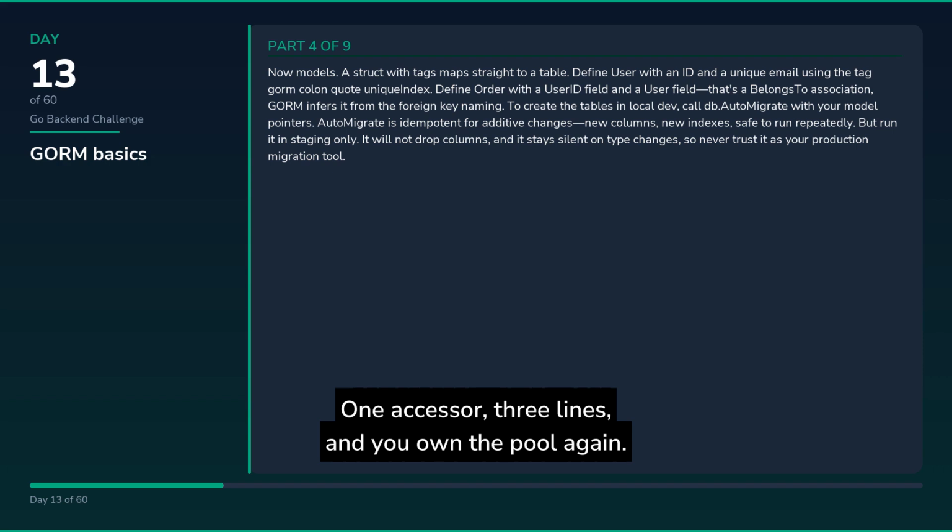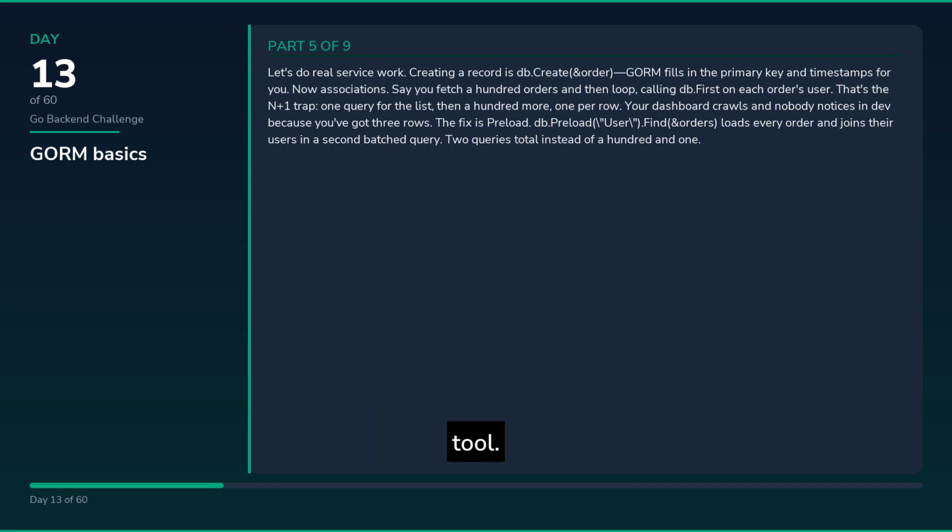To create the tables in local dev, call db.AutoMigrate with your model pointers. AutoMigrate is idempotent for additive changes, new columns, new indexes, safe to run repeatedly. But run it in staging only. It will not drop columns, and it stays silent on type changes, so never trust it as your production migration tool. Let's do real service work.